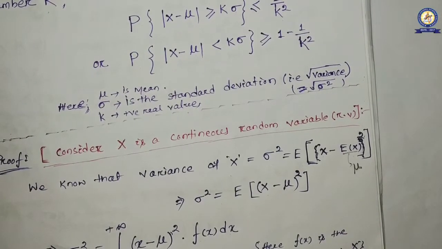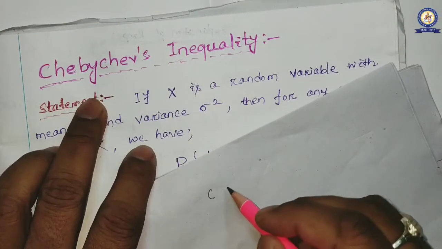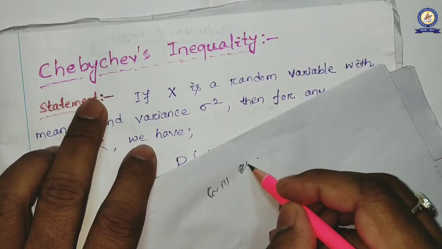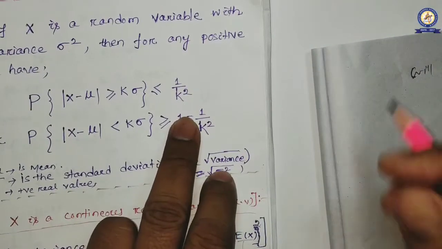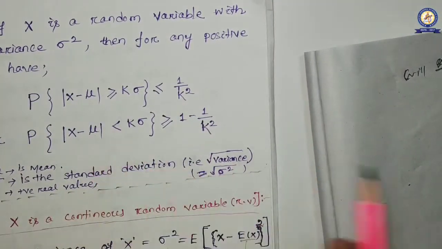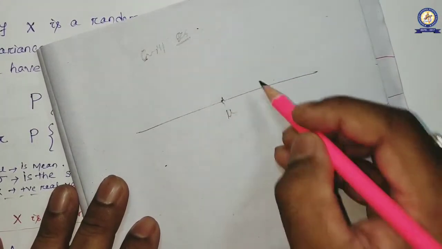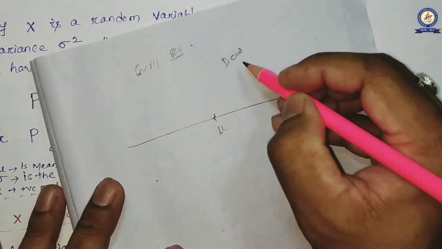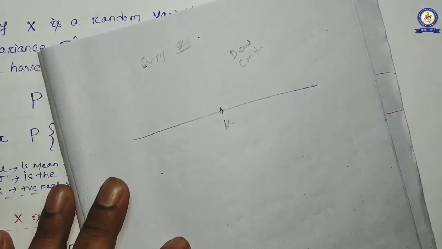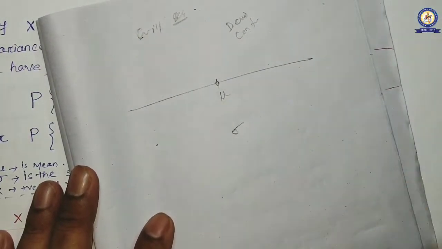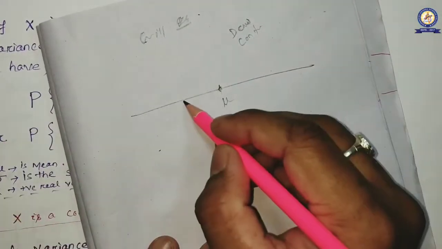Here one thing you have to remember is that this inequality or theorem will not give us the exact value of the probability. It will give the approximate value of the probability of a range. That means, suppose we have the mean at this point of a distribution that may be discrete or continuous, and I have the standard deviation sigma. Then by applying Chebyshev's inequality, I can find the probability.